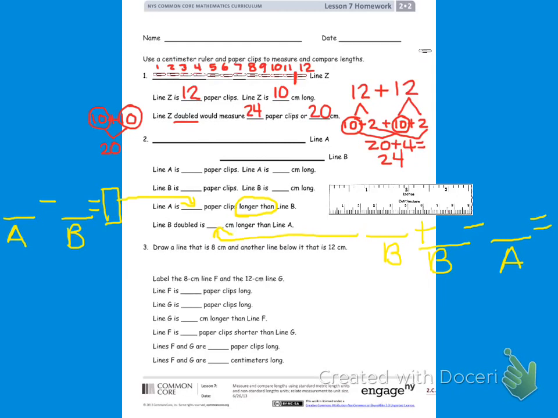Sometimes, however, rulers have the number 0 printed on them. In that case, they would start at the number 0.